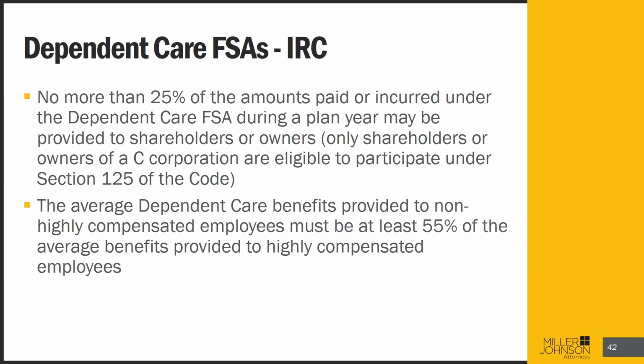The average dependent care benefits provided to non-highly compensated employees must be at least 55% of the average benefits provided to highly compensated employees. And we do see some employers that perform this test and fail this test. And those employers that fail may need to make a year-end distribution or lower the highly compensated employees' election in order to satisfy the test.